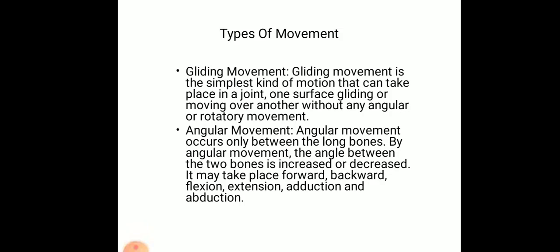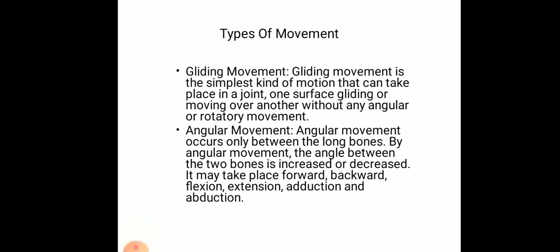Gliding movement is simply the kind of motion that can take place in a joint, one surface gliding or moving over another without any angular or rotary movement. It is very common to all movable joints, but in the articulations of the carpus and tarsus, it is the only motion permitted.